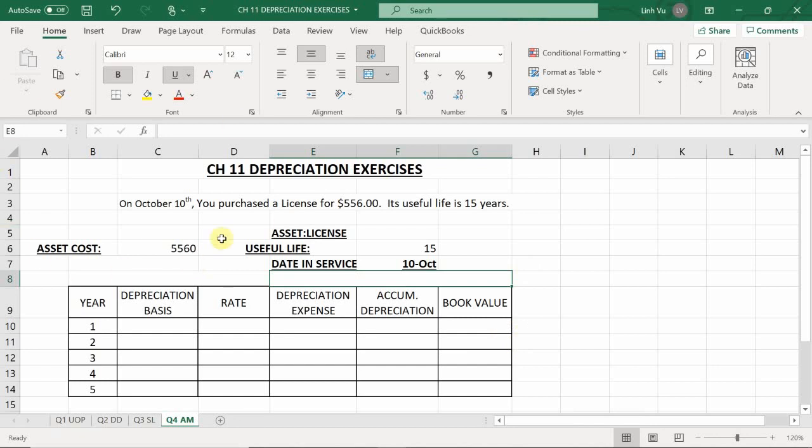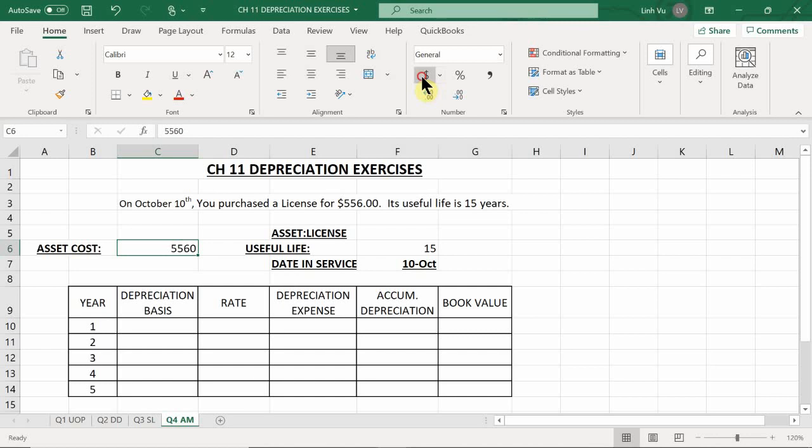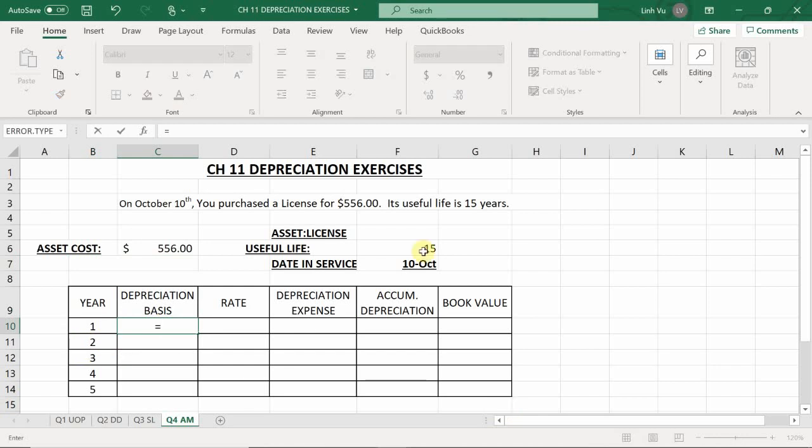Okay? So let's take a look at this. We have $556, and no salvage value. So let's go ahead and solve for year 1. Depreciation basis, again, is going to be your asset cost.